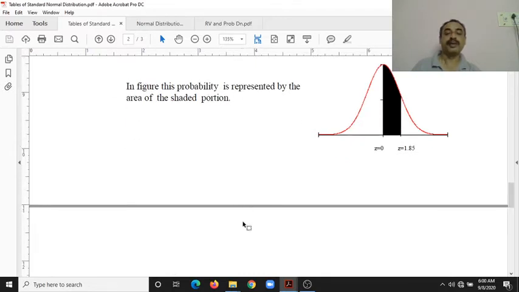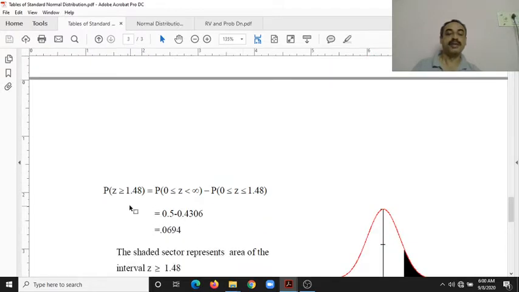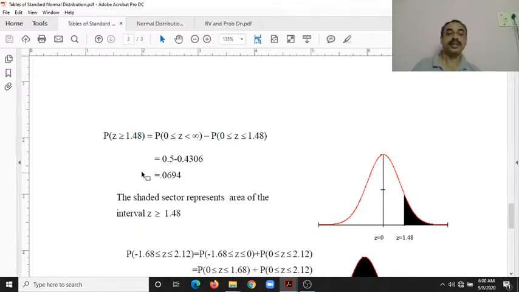Now we can look at different values of z. That is, P of z greater than or equal to 1.48. In this case, the sector denoted by the interval z greater than or equal to 1.48 is displayed in the graph. So this is the position of 1.48, and here we consider z values greater than or equal to 1.48, which will appear on the right side. That's why we have shaded the sector corresponding to the right side of z equals 1.48.